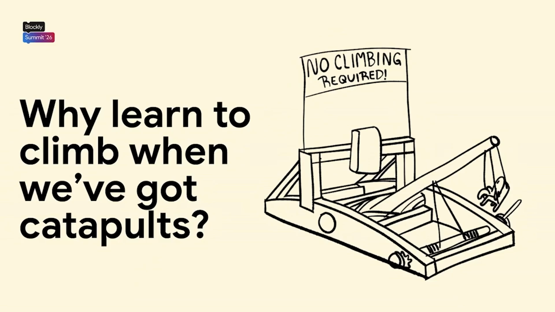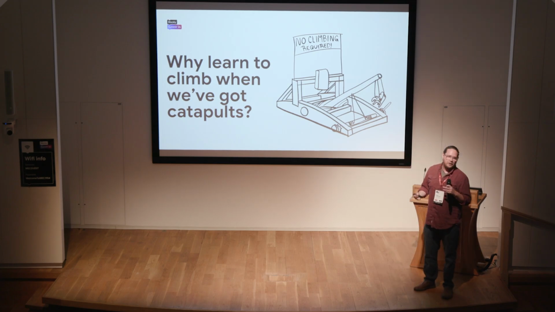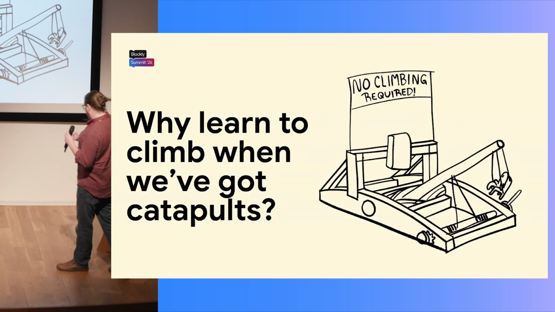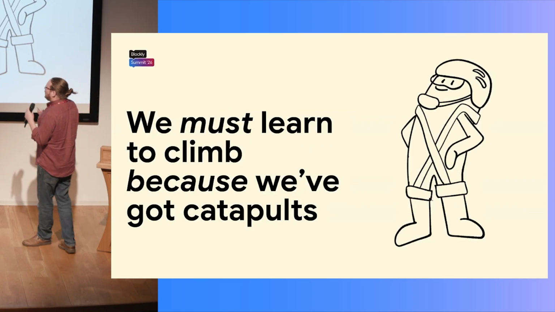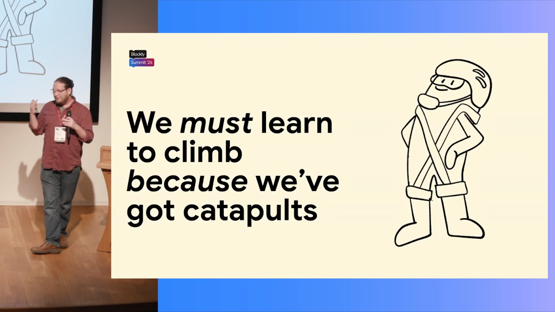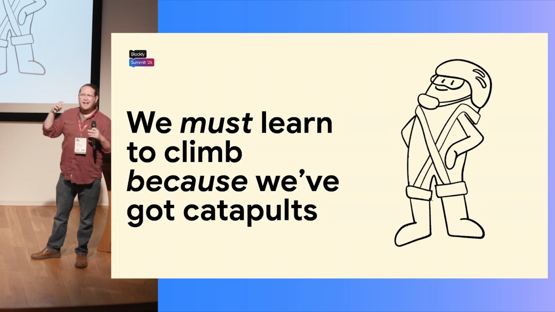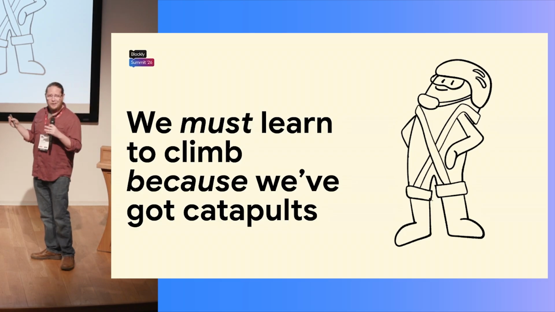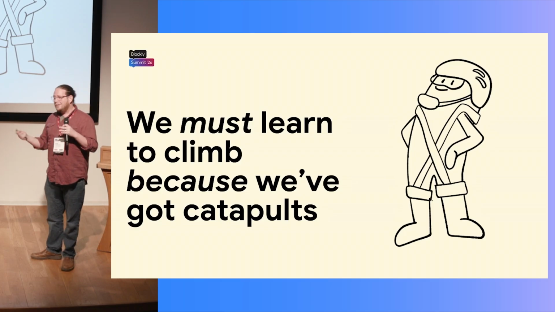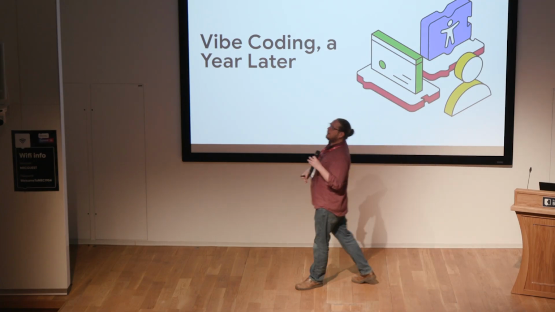Well, we could say, why do we need to learn to climb? We've got catapults now. This is the why do we need computer science anymore argument. Why do we need CS? Why do we need to learn to program when we've got agents that do it for us? But I would argue that we probably need to learn to climb now because we've got these catapults. We know people are going to be flinging themselves up against the side of the mountain. How do we better prepare them for that world? How do we help them make the right choices about when they want to use a catapult and when they don't?